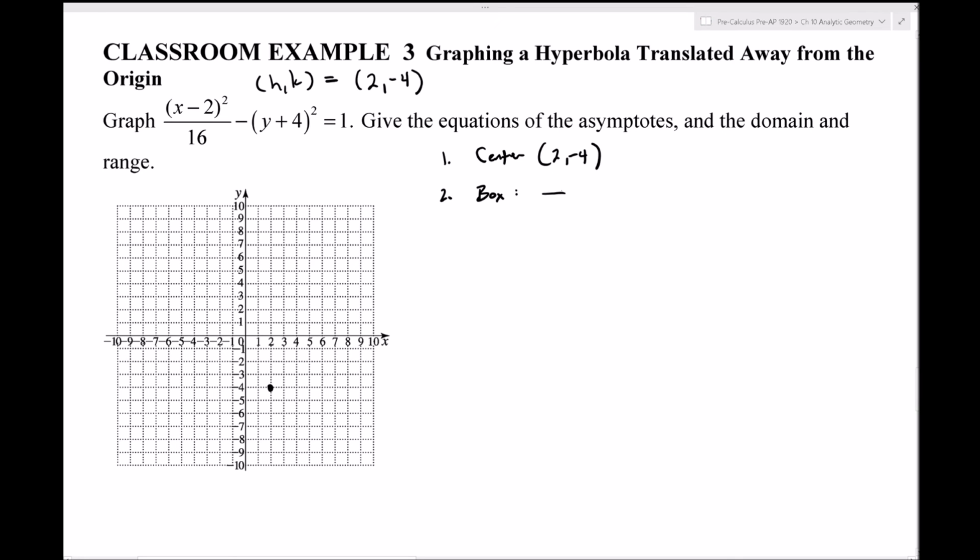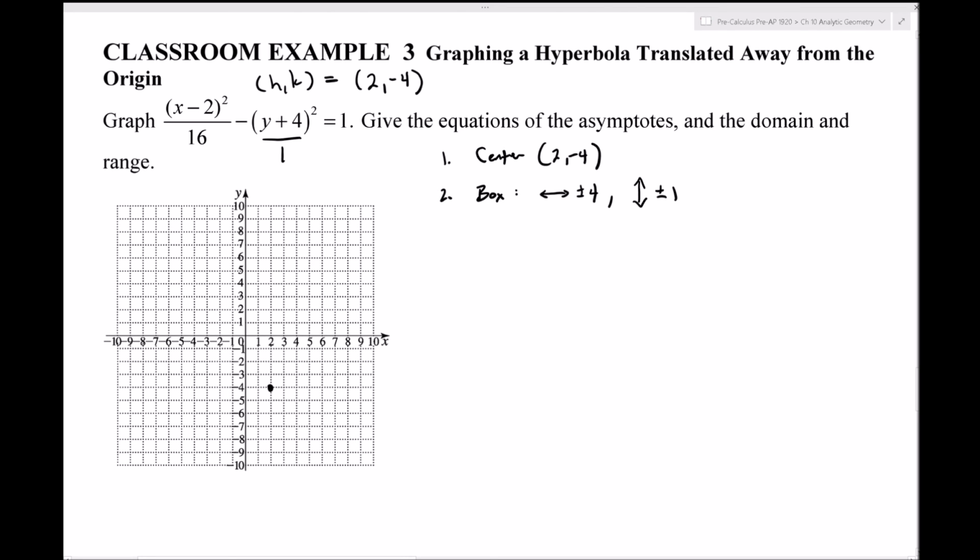You're going to do left and right how much? The square root of the number underneath x. So left and right 4, so plus or minus 4. And then up and down how much? There's no number here. You assume it's a 1 if there's nothing there, so it's plus or minus 1.